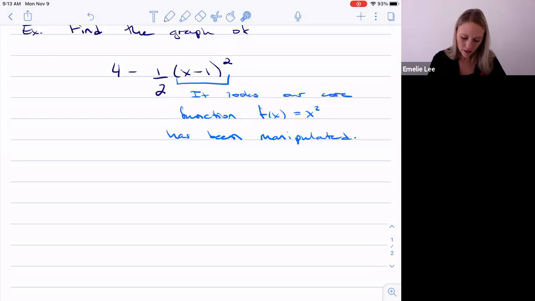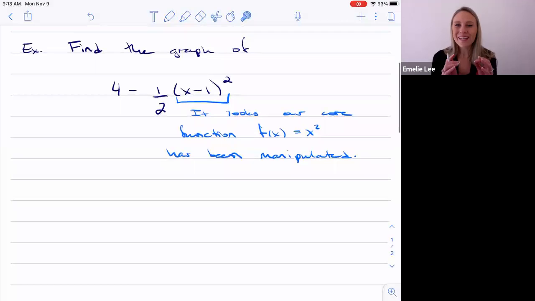Okay. So what we're going to do is remember what all these manipulations look like. And just to make it easier, I want to pick 3 points on x squared and follow them around through my transformations. But first, I'm going to outline what these transformations are.